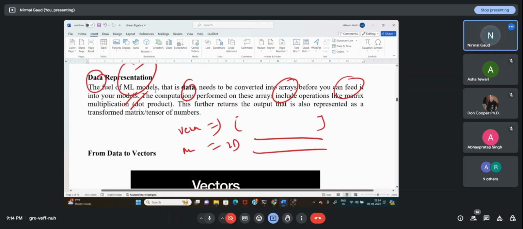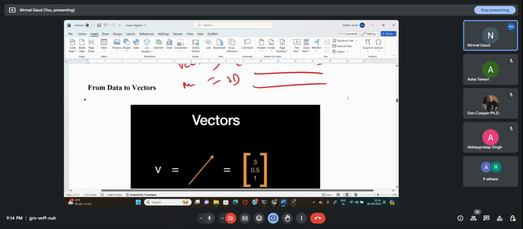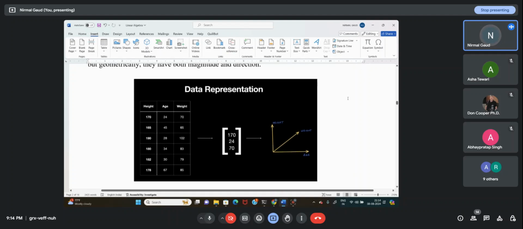All right, so these are the vectors. Converting data into vectors. For example, here is the data set. Height, age, and weight. Three features are there. So considering the first row, you can represent it in this format. This is vector format. Height, age, and weight.